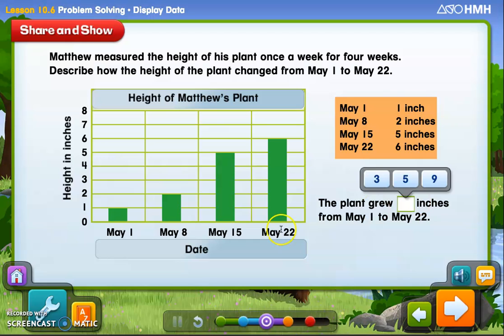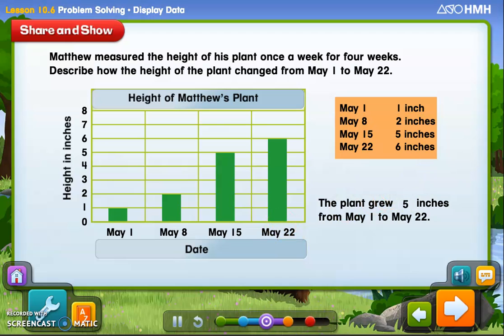So like she said, take the height of the plant on May 1st and subtract it from the height of the plant on May 22nd. So on May 22nd, it was 6 inches tall, and on May 1st, it was 1 inch tall. So 6 minus 1 equals 5. So the plant grew 5 inches from May 1st to May 22nd.